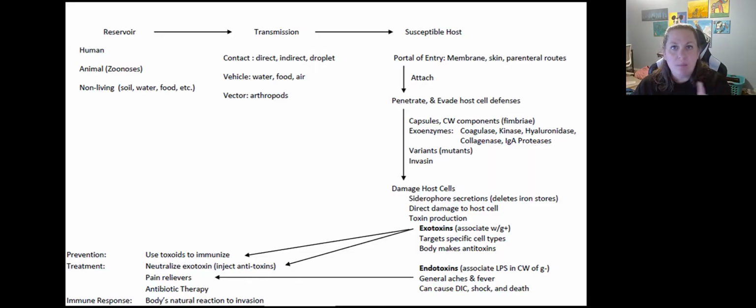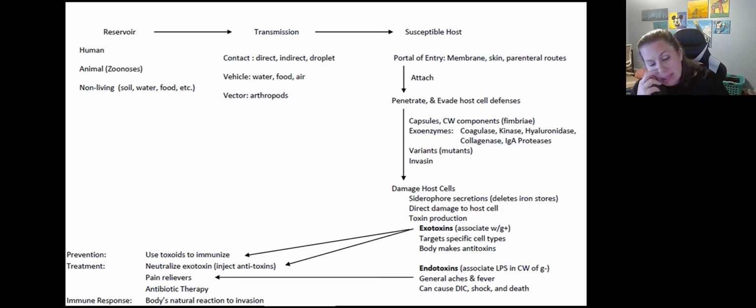All right, so the top part of this particular chart should look familiar. This came from the lecture before where we talked about the reservoir, the transmission, and the susceptibility of the host. We're going to start down this part with the susceptibility of the host, and we're going to look at the portal of entry. We're going to look at how it gets inside. What are factors that make the bacteria or virus or whatever virulent? How does it damage our cells? And then how do we prevent and treat those things? So we're going to be taking it down the side and across the bottom.